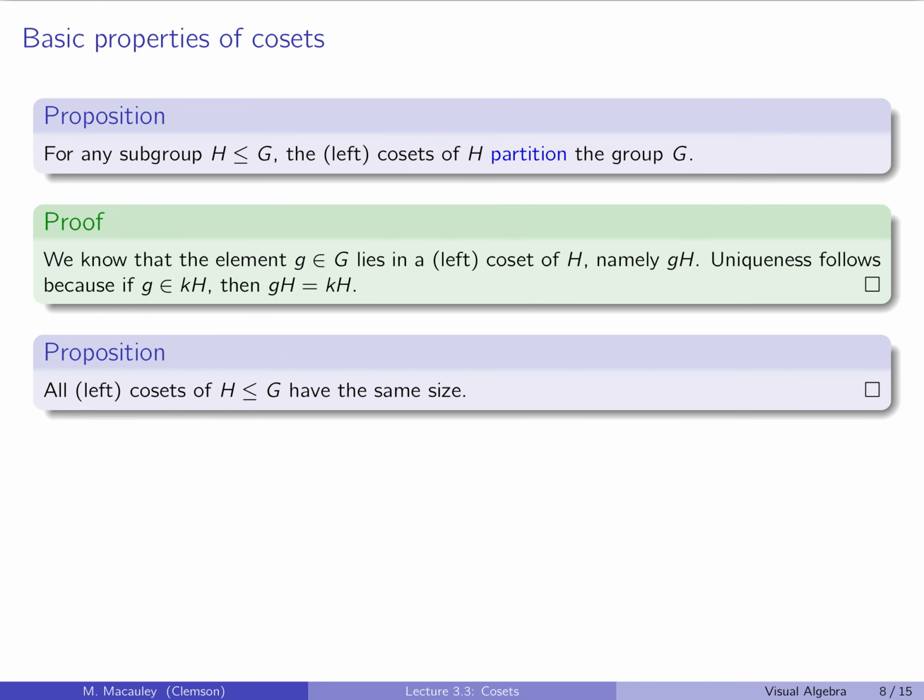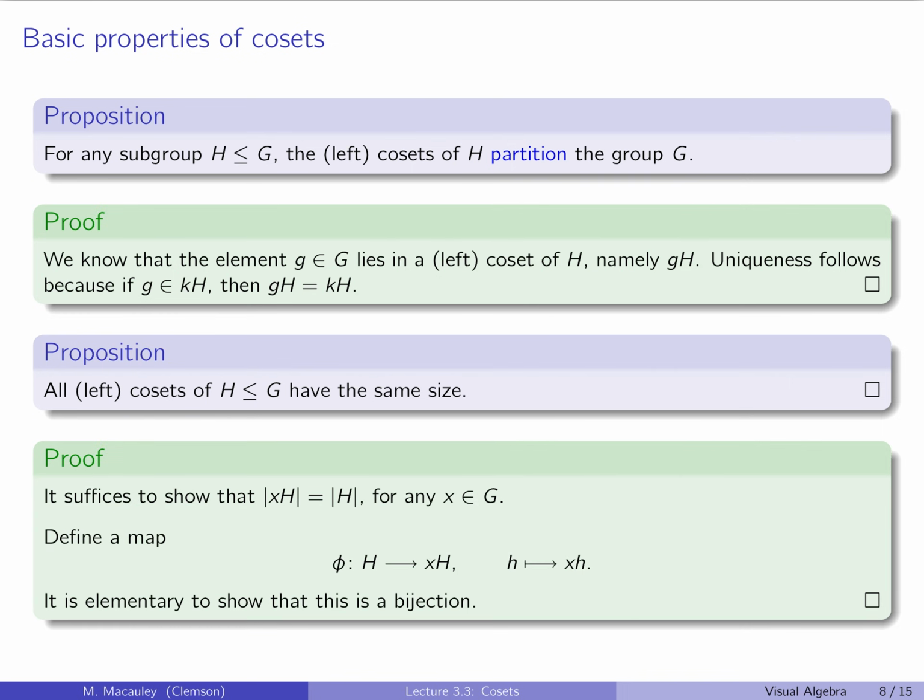Here's another proposition that we observed from the picture, but we still have to prove formally. That is, all left cosets of H have the same size. How are we going to prove this? Well, first, it suffices to show that every left coset has the same size as the original subgroup H, because that is a left coset.